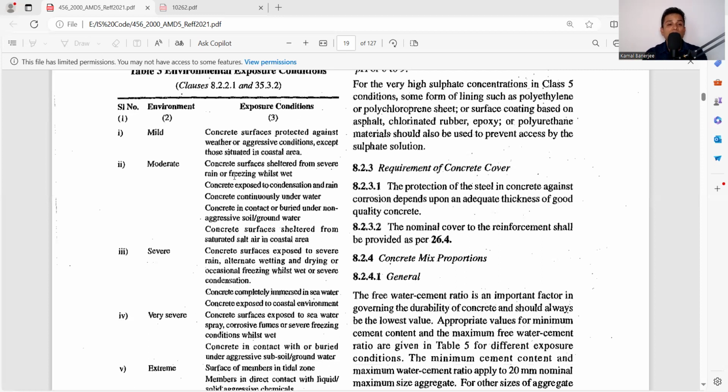So here it is saying mild environmental condition. What does it mean? Concrete surface protected against weather or aggressive conditions, except those situated in the coastal area. That means if the concrete surface is protected, then it will be a mild exposure condition, but it should not be in the coastal area. And what is a moderate condition? Concrete surface sheltered from severe rain or freezing, while concrete exposed to condensation and rain. So it is protected from the environmental condition, that will be the moderate.